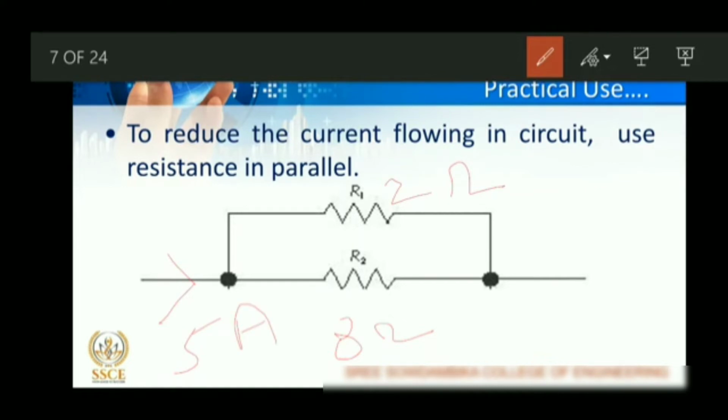The value of resistance R2 is 8 ohm. The value of resistance R1 is 2 ohms. The current flowing through the circuit is 5 ampere.